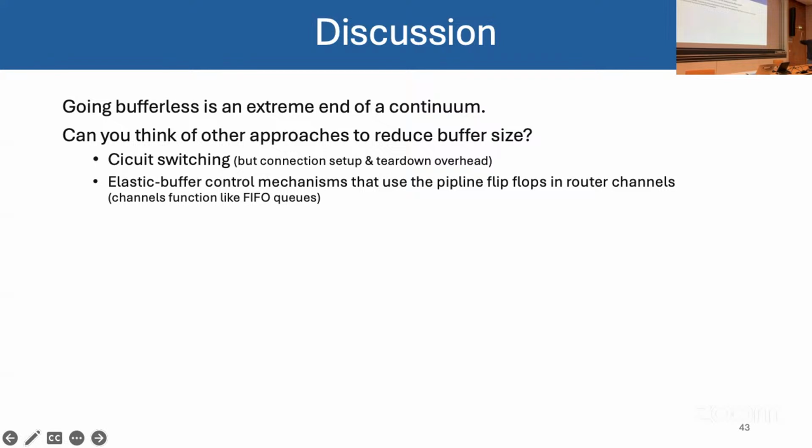There is also circuit switching in general, which might reduce the buffer size, but setting up the connection, etc., is probably not a good approach for a network on chip because there's a huge overhead. Then you've also said, for example, ring topologies, and we've just seen that.